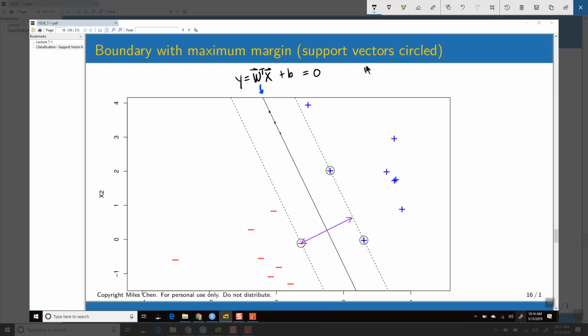So I'll call this x new. If x new is on the boundary, the result of the decision rule is 0, so it is not classified as either positive or negative.